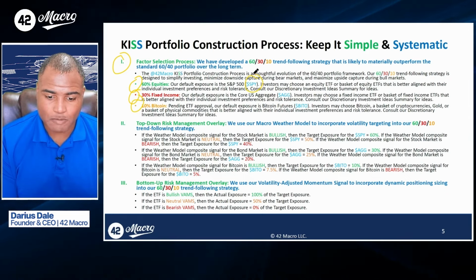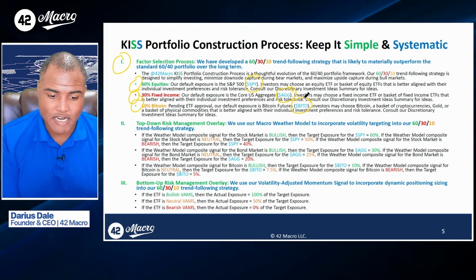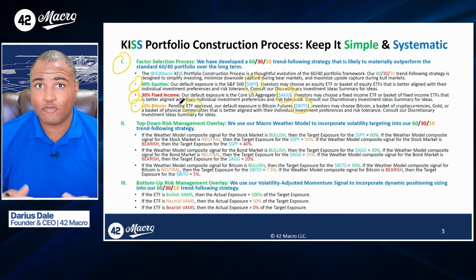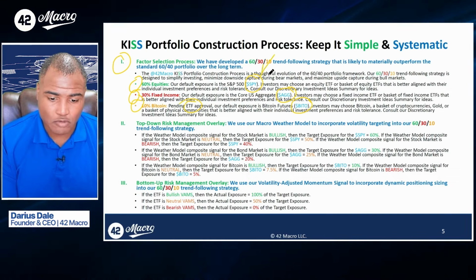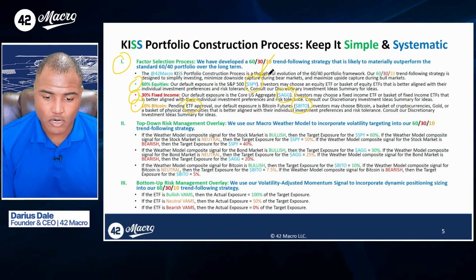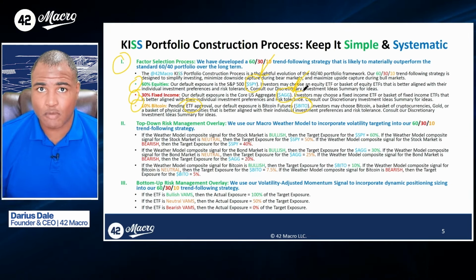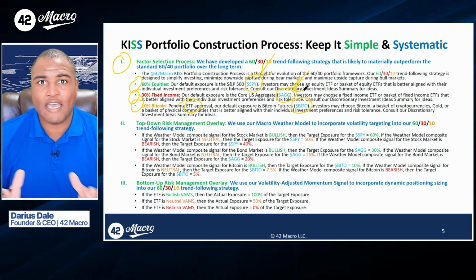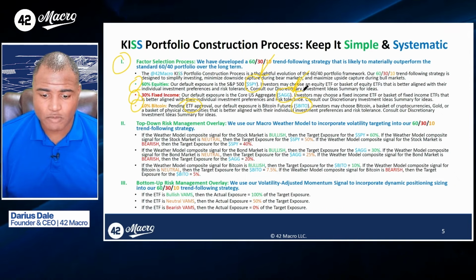Our default fixed income exposure is the AGG ETF. And then our default Bitcoin exposure is currently the BITO ETF. This is pending ETF approval, so we'll swap that out when we do see a spot ETF approved. So for investors that would prefer to use different instruments, like let's say the QQQ for the equity allocation, or TLT for the fixed income allocation, you very much could do so, and we actually provide the tools here at 42 Macro to allow you to do so, to create a customized version of KISS that is more suitable to your investment objectives and risk parameters.